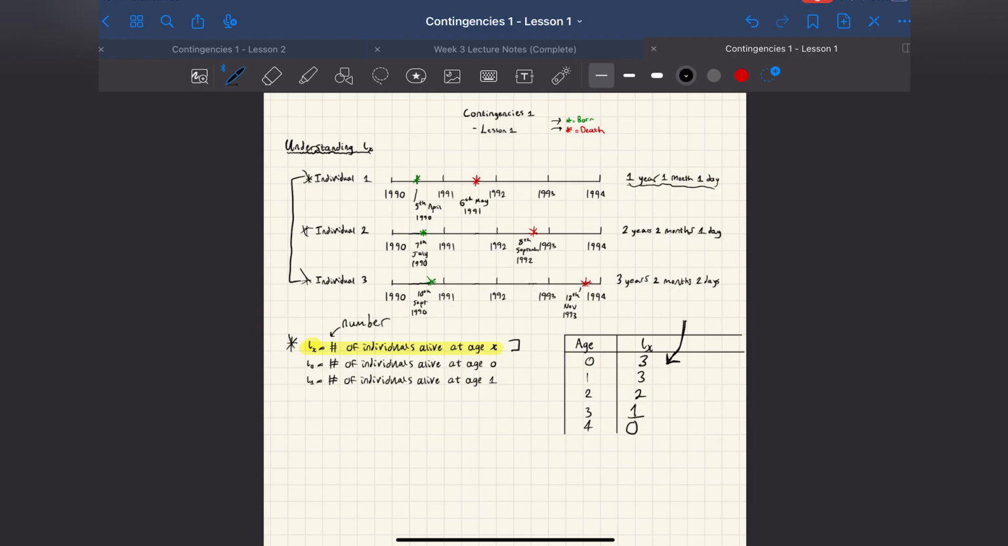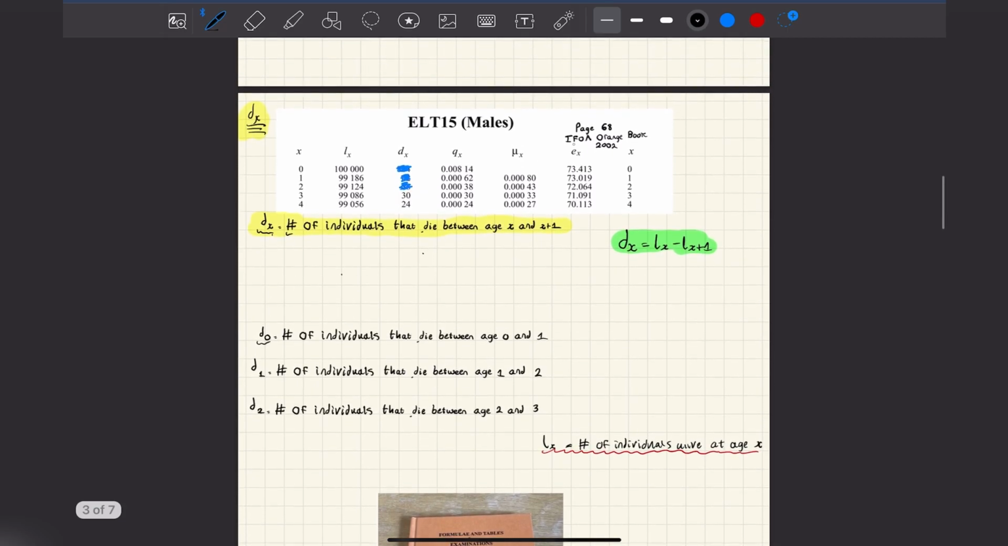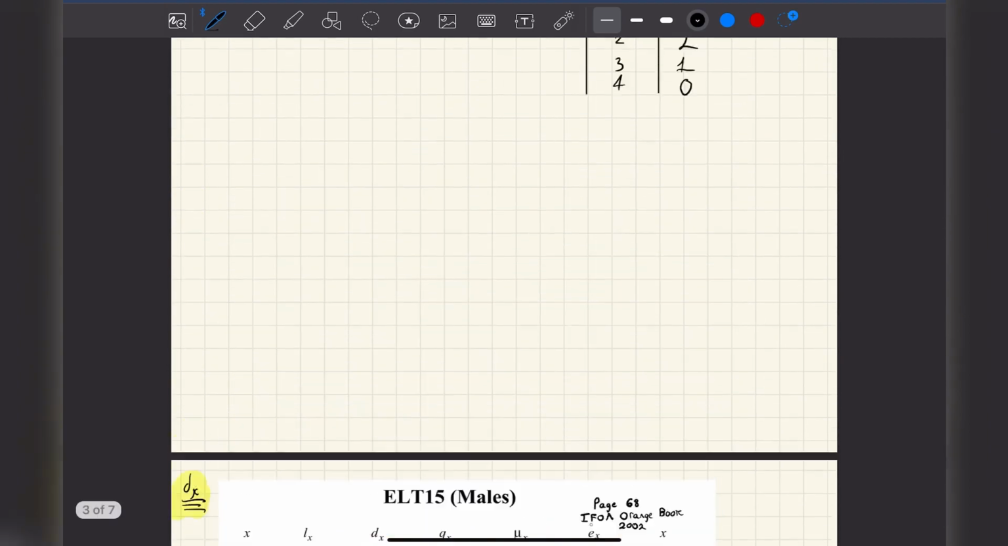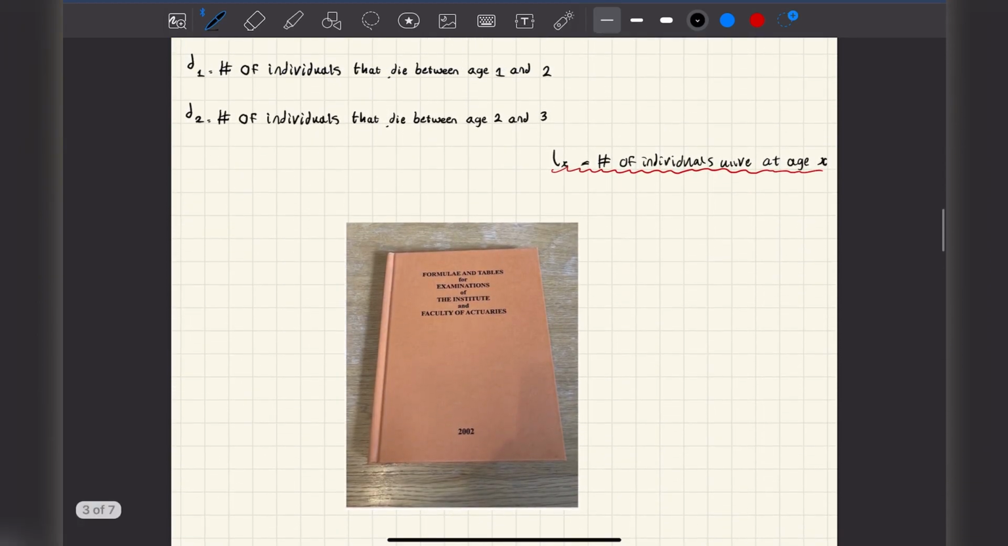So I hope this has given you a better understanding of what LX is, and we're now going to be moving on to trying to understand what DX is and how to calculate this term. For DX, we're going to look at data from page 68 of the IFOA Orange Book. If you're doing this module, of course, double check with your teacher, but I'd highly recommend that you purchase this book, as you will use it frequently, and it's a common book used not only in this module but in other modules as well.